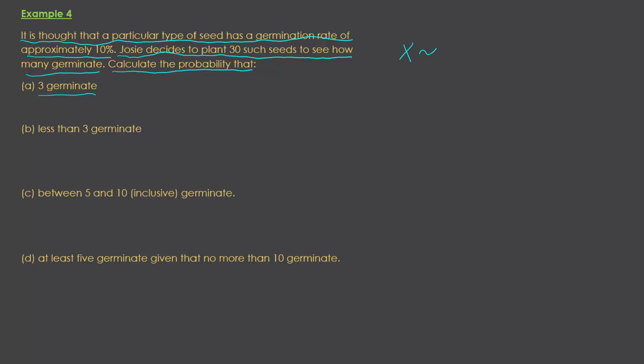Well, if x is the number that germinate, it's going to be binomial, and we're going to have 30 trials because she plants 30, and we're going to use 0.1 as the probability, as this 10% is what we have to go on. So here we're after the probability that x is equal to 3, which is going to be 30C3 multiplied by 0.1 cubed multiplied by 0.9 to the 30 take away 3, which is 27. And we just need to calculate that.